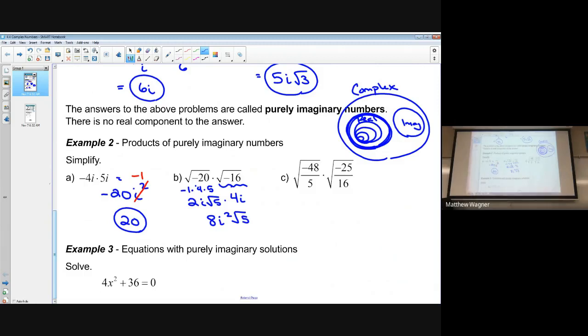You'll notice that I always write the i in front of the root, and that's just to help with your notation. Again, no i squareds in our answer. We wind up with negative 8 root 5. So again, we took two imaginary numbers, multiplied them together, and somehow they magically equal a real number.